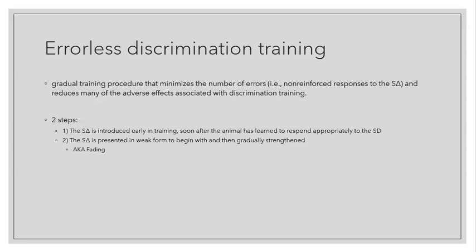Another option is presenting the S delta in a weak form at the beginning and then gradually strengthening it. This can actually be called fading. So you're fading the S delta in, or you could fade it out. And this might work if you're using different tones. So we might present the female song at full volume, because that's the SD, but the male song will start at a very low volume, and then as they seem to learn it, we'll slowly turn up the volume on the male song until it's finally at the same volume as the SD, that female song.